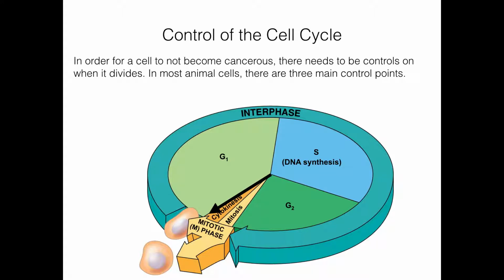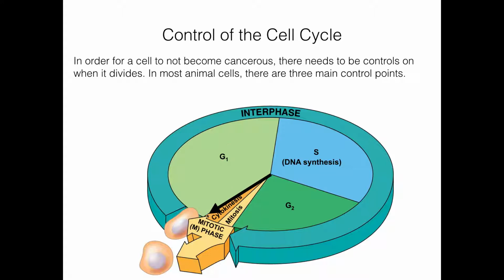Obviously, this is one of the most controlled events in any cell's life. We have a term for cells that replicate without control, and that's cancer, and it's usually a bad thing. So controlling when cells replicate and when they don't replicate is one of the most fundamental and important processes that can happen.